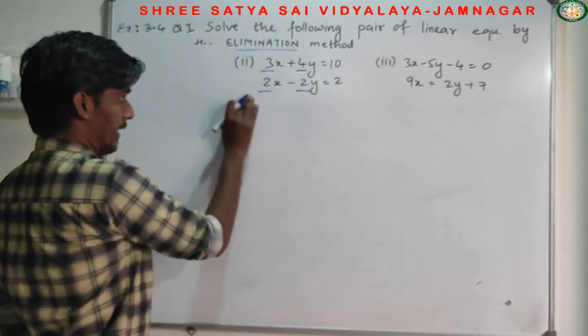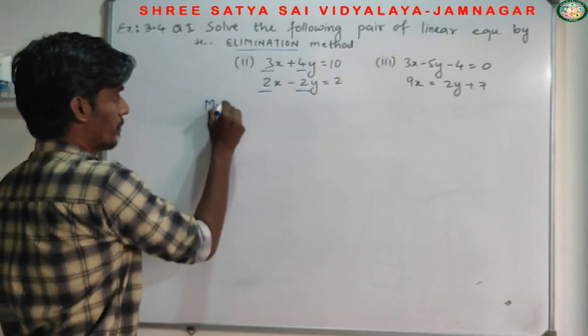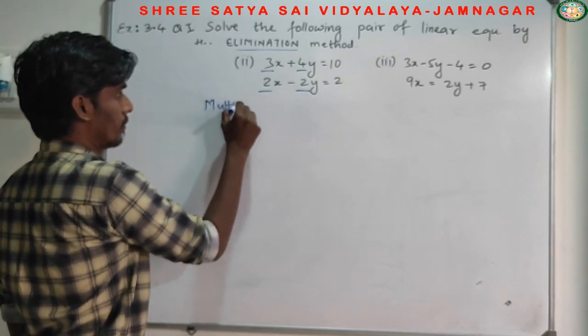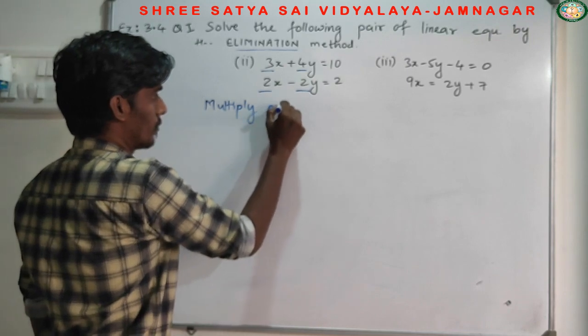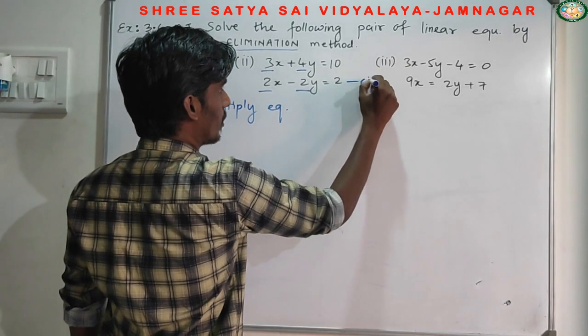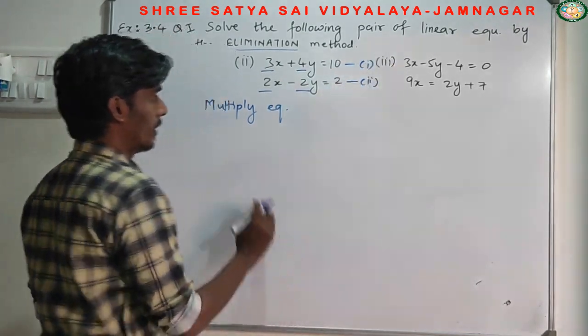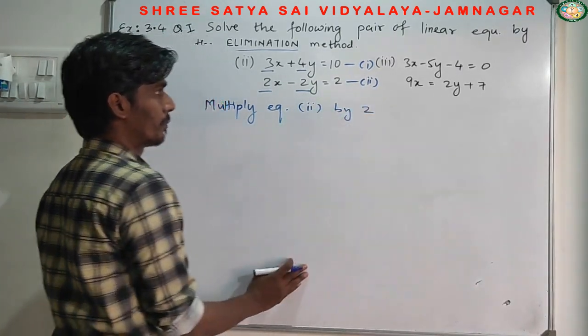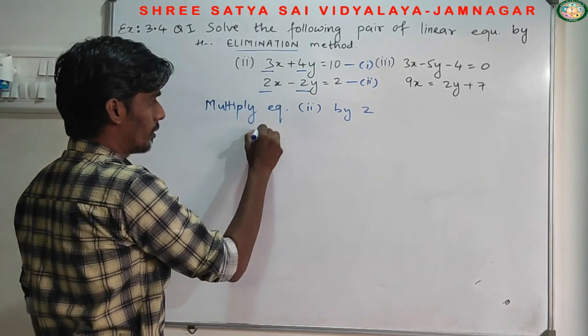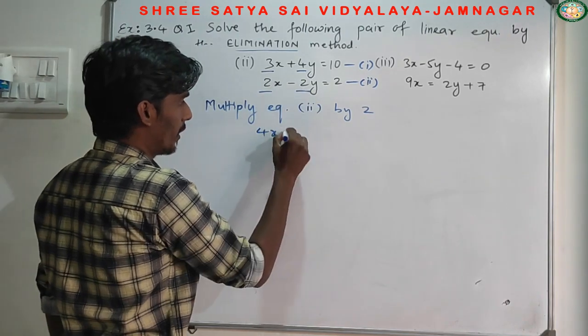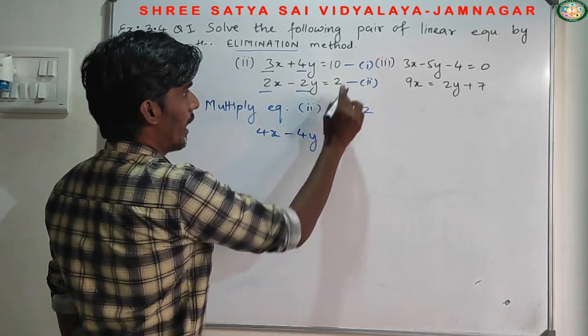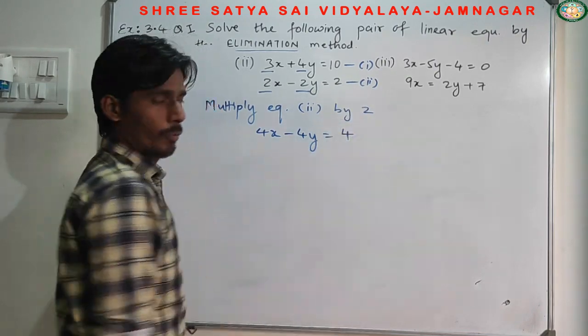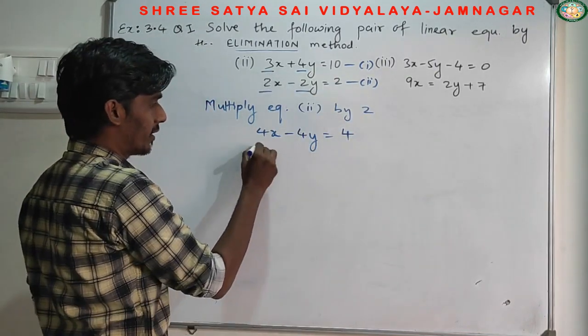So write down here, multiply equation, say this is 2 and say this is 1. Multiply equation 2 by 2. So this 2x becomes 4x, 2y becomes 4y and 2 2s are 4. And this equation stays as it is.